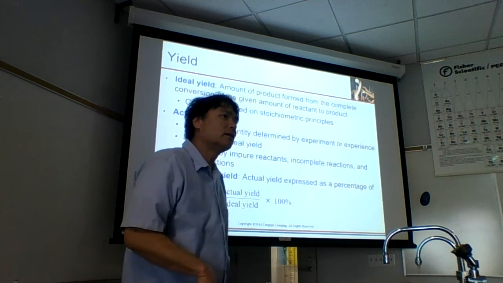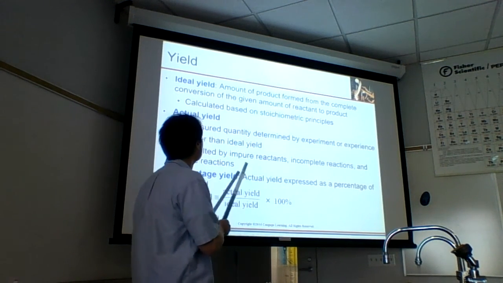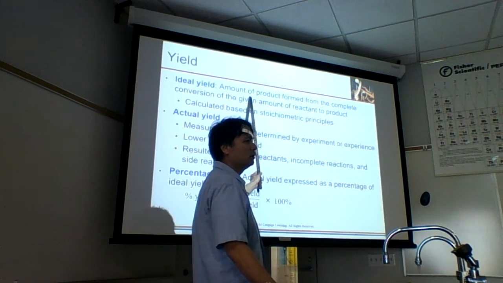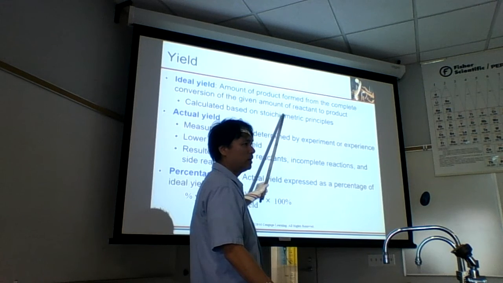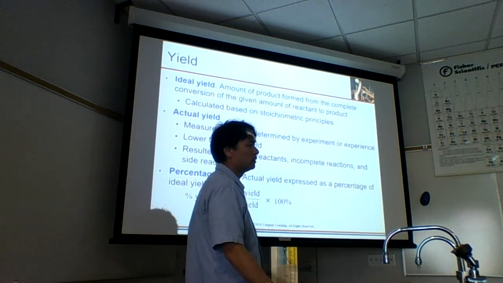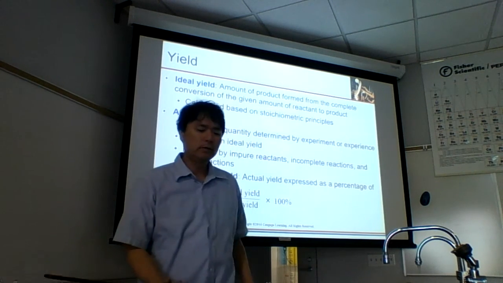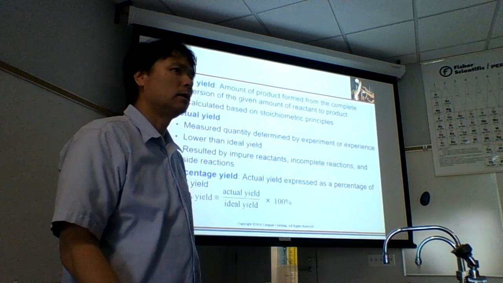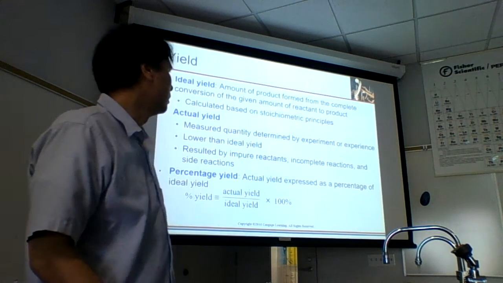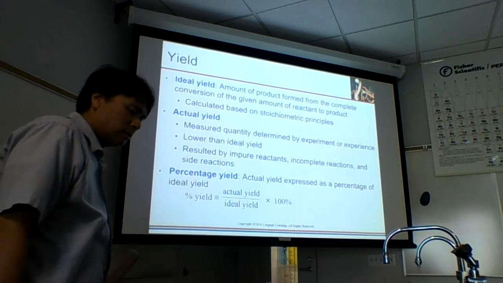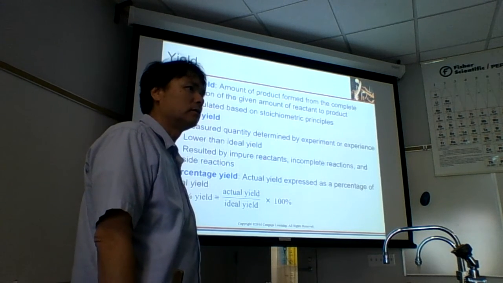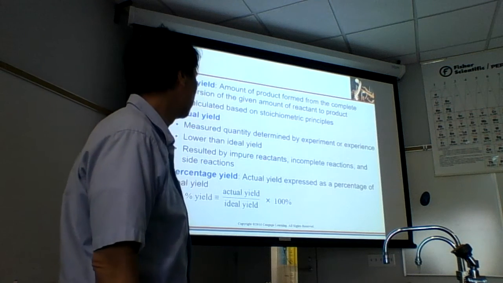Well, I would have a little different definition for this. I would call the ideal yield or the theoretical yield the yield predicted from the limiting reagent, limiting reactant. It's impossible to get the yield predicted from the excess reagent because you just don't have enough. You don't have enough ingredients to make it all.